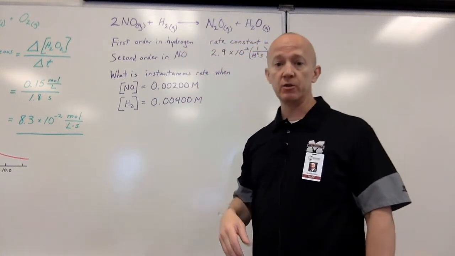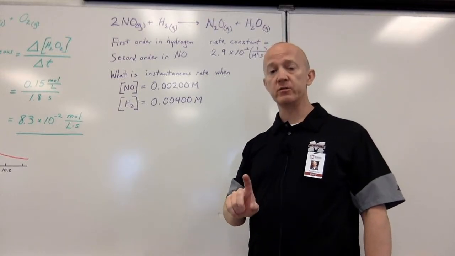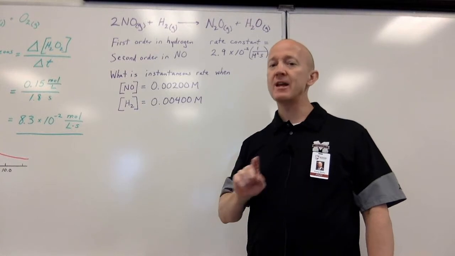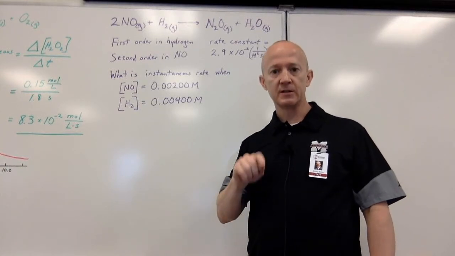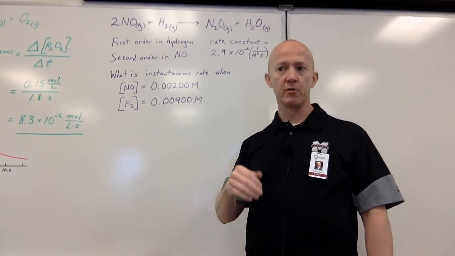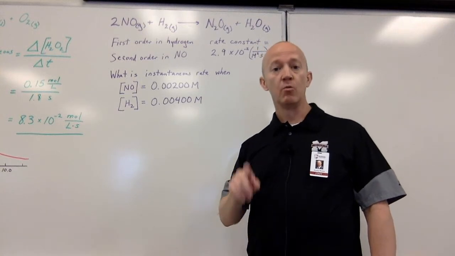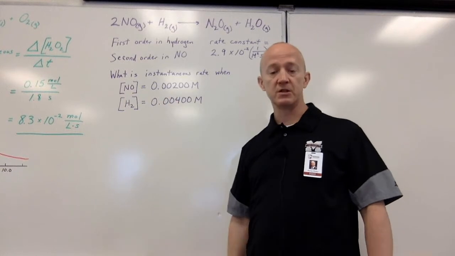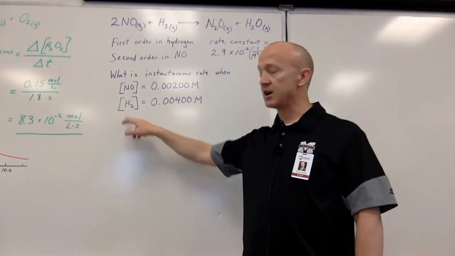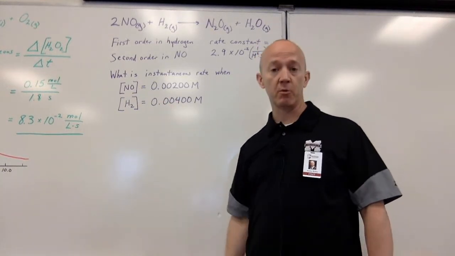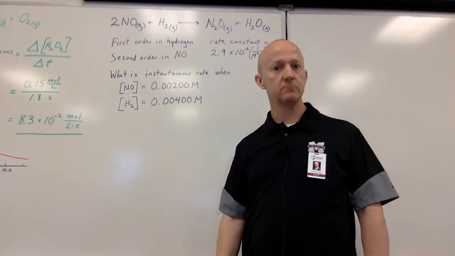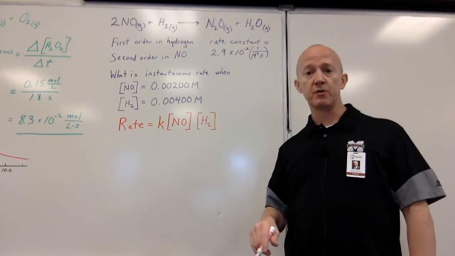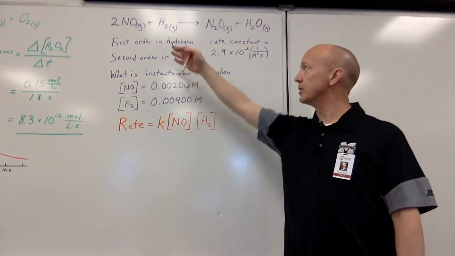In the problem they tell you it's first order in hydrogen, second order in nitric oxide, and the rate constant is 2.9 times 10 to the second 1 over molarity squared seconds. What is the instantaneous rate when the concentration of nitric oxide is 0.002 molar and the concentration of hydrogen is 0.004 molar? So how do we do it? Let's take a look. Okay, so I've made a generic rate law for this reaction using my reactants in question.